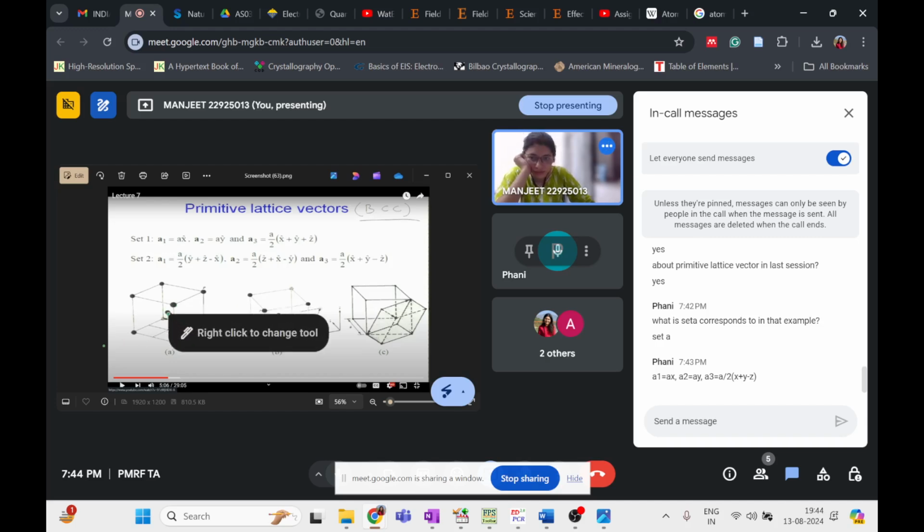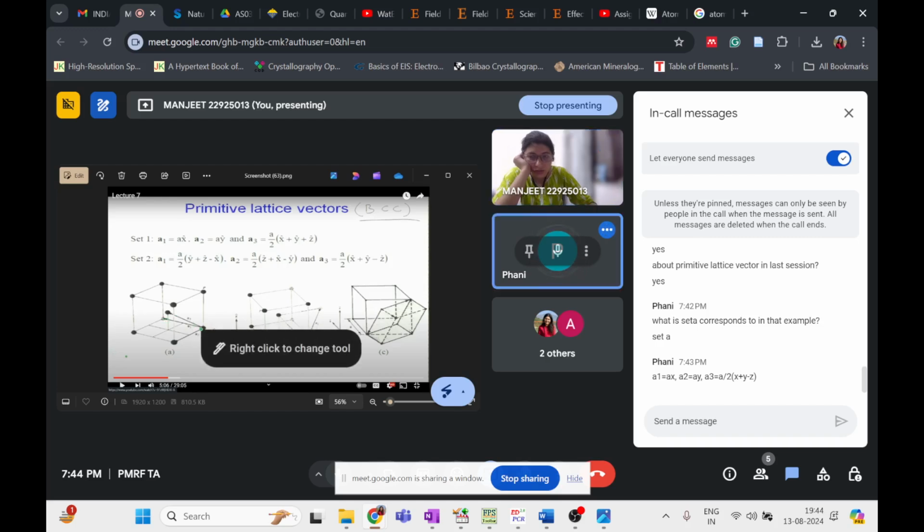This atom is not in the same plane. One is at the center, the body center. But it's not at the same one. See, this one is the center of the body center one.